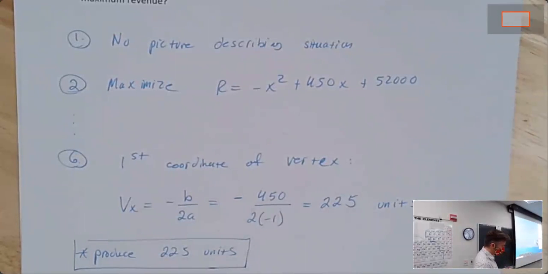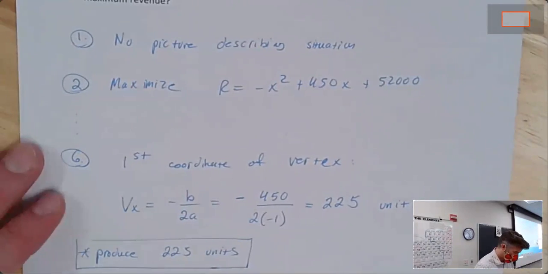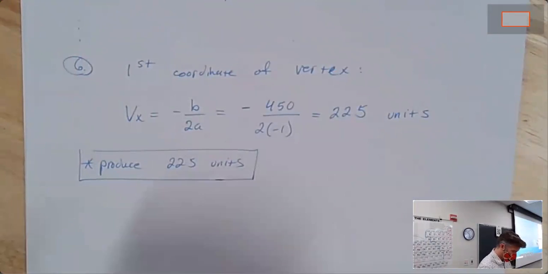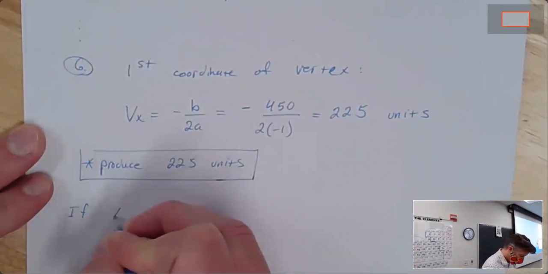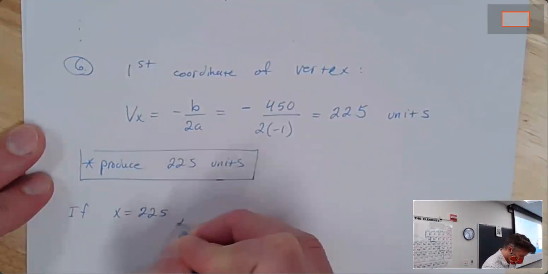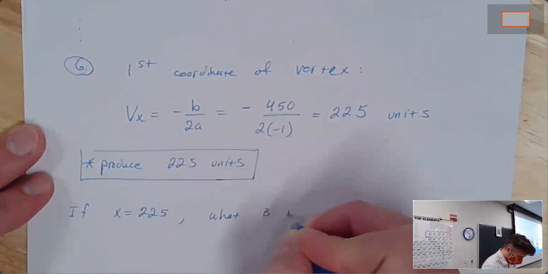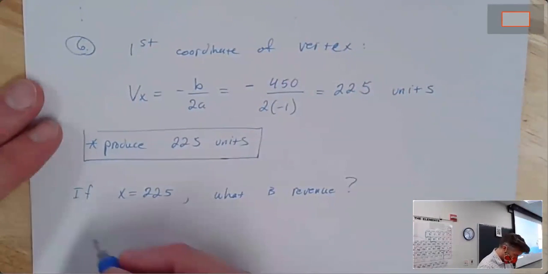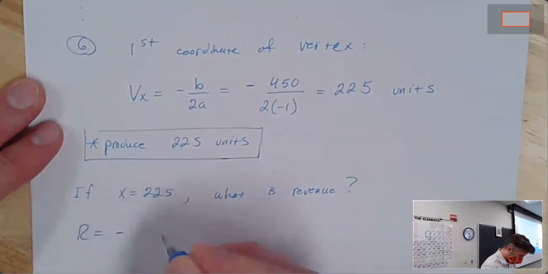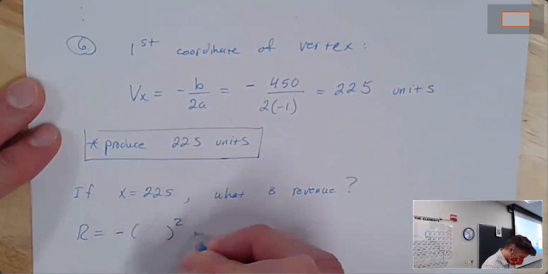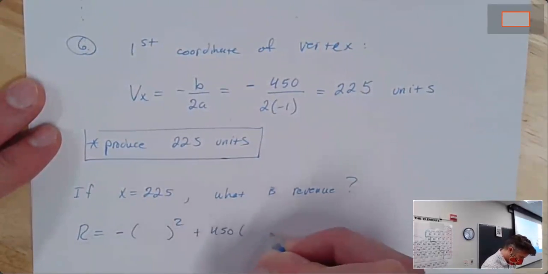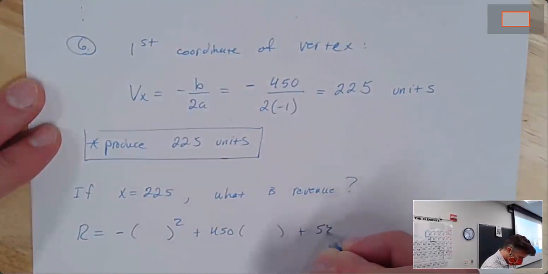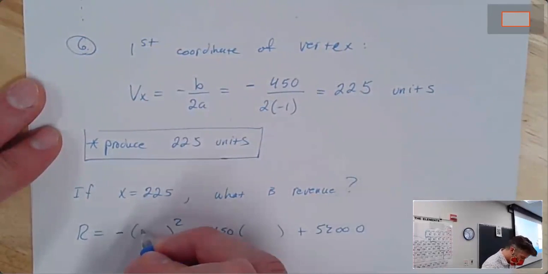But we also want to answer what's the other coordinate of the vertex, because that's going to represent what the revenue actually is. So we need to plug that back in. So if x equals 225, what is the revenue? Well, we have the equation for that. The revenue is negative x squared plus 450 times x plus 52,000, which is maybe not the nicest math ever.